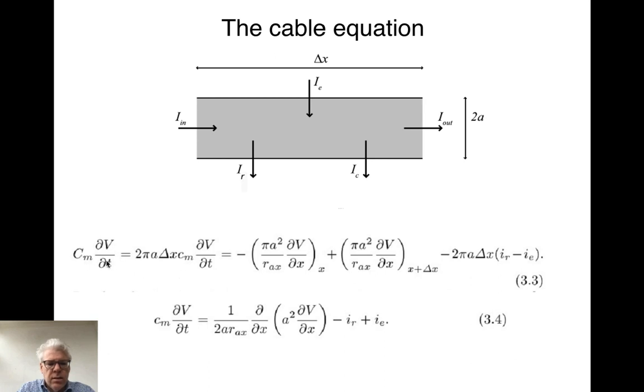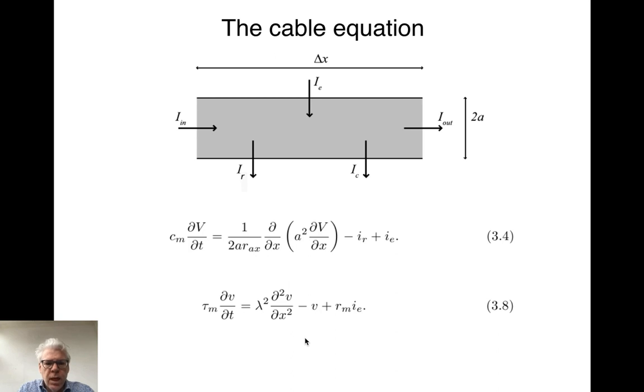So we have the membrane capacitance times the change in the voltage as a function of time, which is the capacitive current, and that equals this expression. More details once more are in the book, and you can simplify this to this equation 3.4. And then we can write it a little bit more compactly, introducing the membrane time constant, tau m, and the length constant, lambda. So this is essentially the cable equation, equation 3.8.